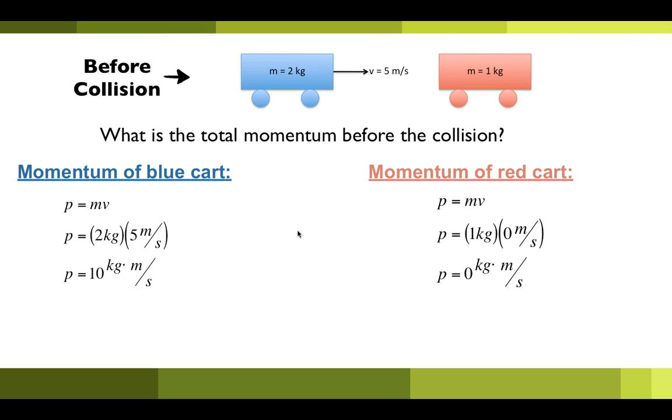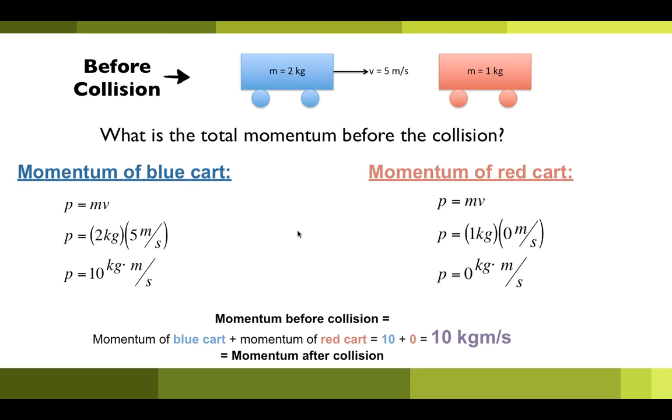So now for the total momentum, all we have to do is combine the two individual momentums. So the momentum of the blue cart plus the momentum of the red cart. So that's 10 plus 0, which gives us a total momentum of 10 kilogram meters per second. Now, if the red cart had something other than 0 momentum, like a momentum of 5, then you just add the 10 plus the 5.